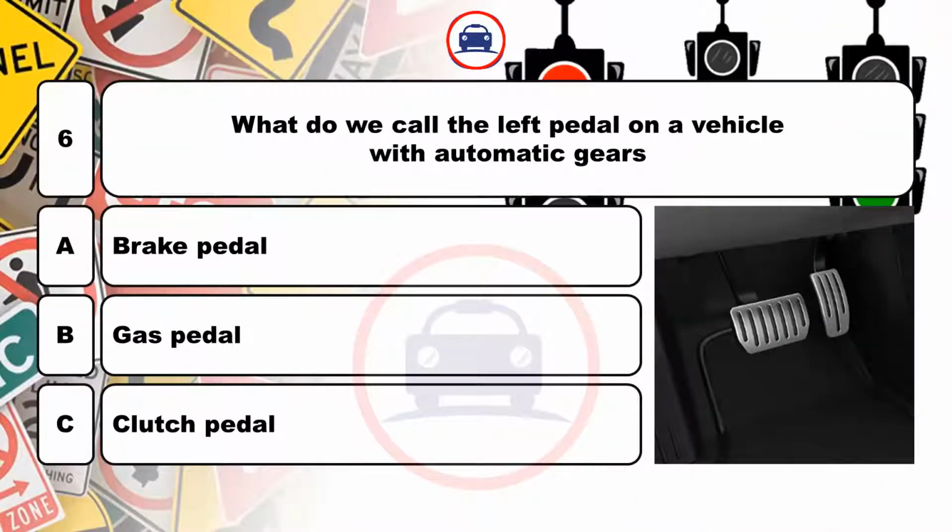What do we call the lift pedal on a vehicle with automatic gears? A. Brake pedal. B. Gas pedal. C. Clutch pedal. Correct answer A. Brake pedal.